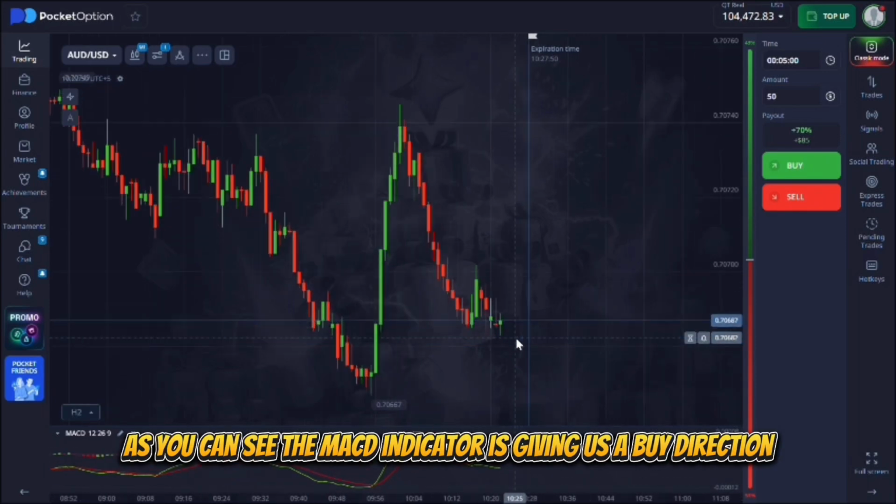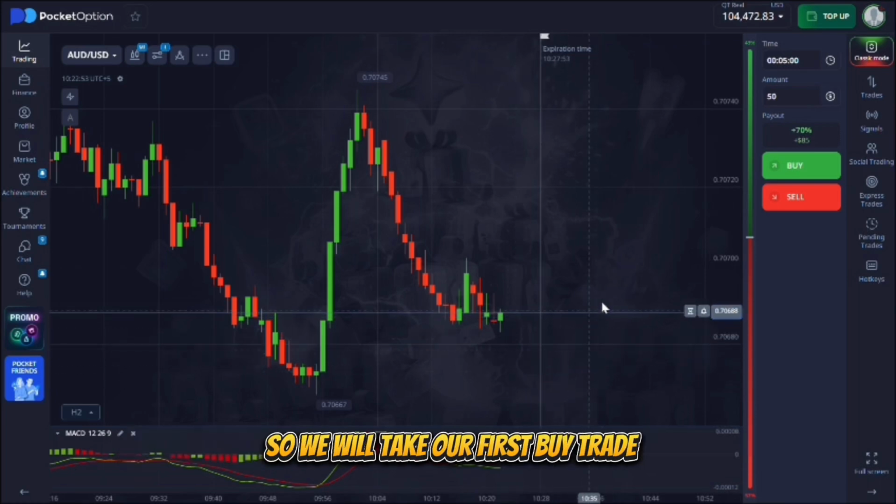As you can see, the MACD indicator is giving us a buy direction, so we will take our first buy trade.